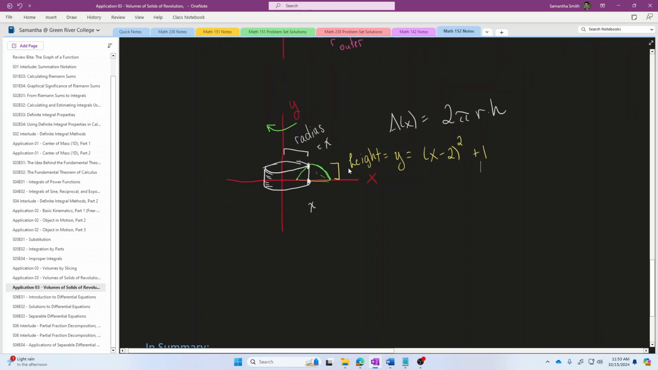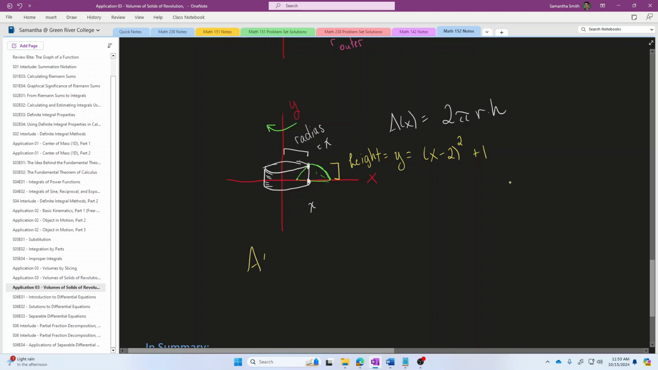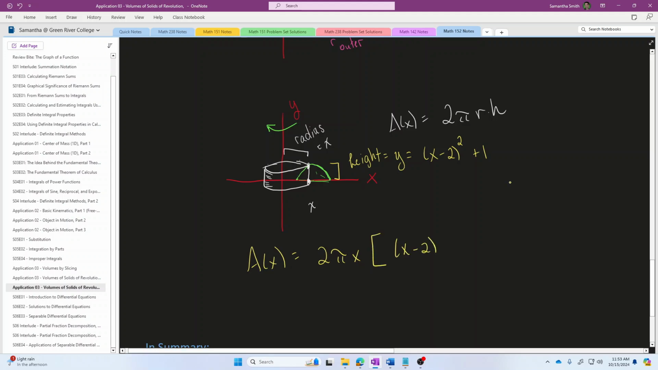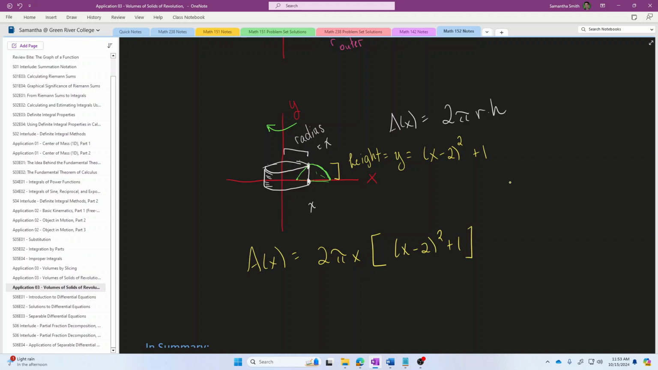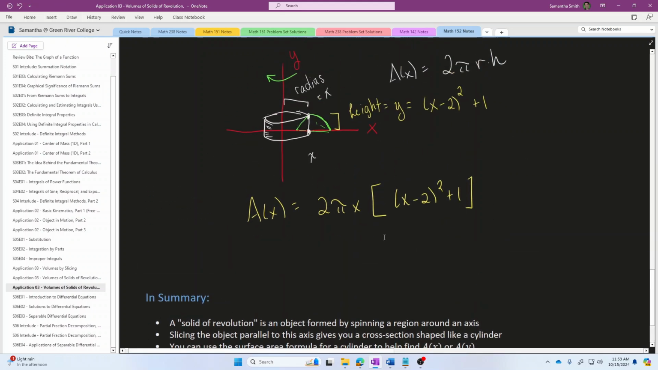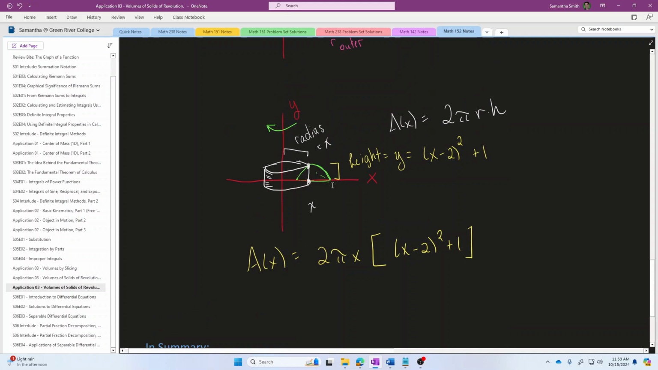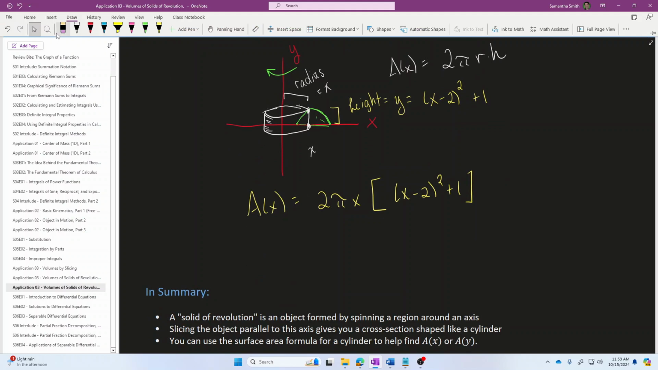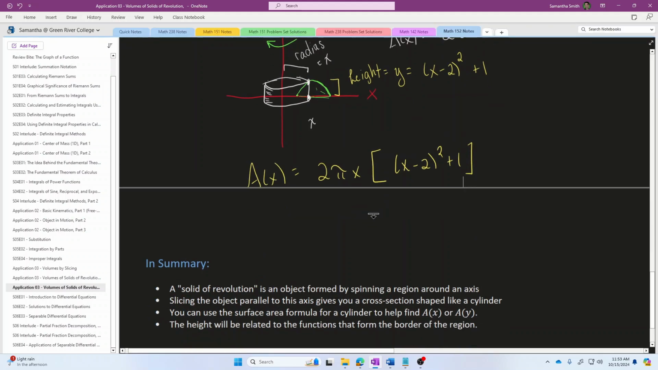So I'm going to use x for the radius, and I'm going to use (x minus 2) squared plus 1 for the height, and putting those together, I get an area formula of 2 pi x times the quantity (x minus 2) squared plus 1. And integrating this area formula from our first value of x to our final value of x is what's going to give me the volume of the object in question.